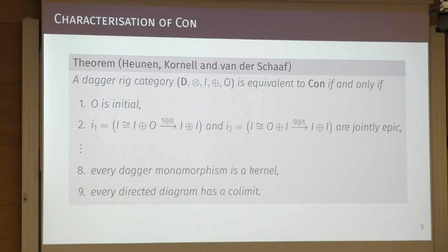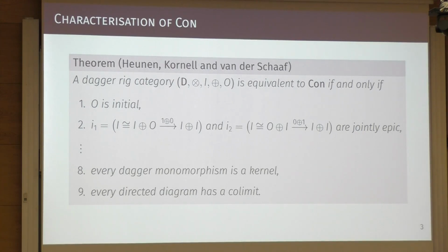It says that a dagger rig category is equivalent to Con if and only if it satisfies some axioms. Chris told you this morning about dagger monoidal categories. A dagger rig category is a dagger category equipped with two monoidal products, in this case, that are compatible with the dagger in the appropriate way and compatible with each other. As you can see, the axioms are of a category theoretic flavor: things like an object being initial, things like maps being kernels, and these are dagger, but also with the compatibility with the dagger, which is the part that maybe is less familiar to the people in this audience.